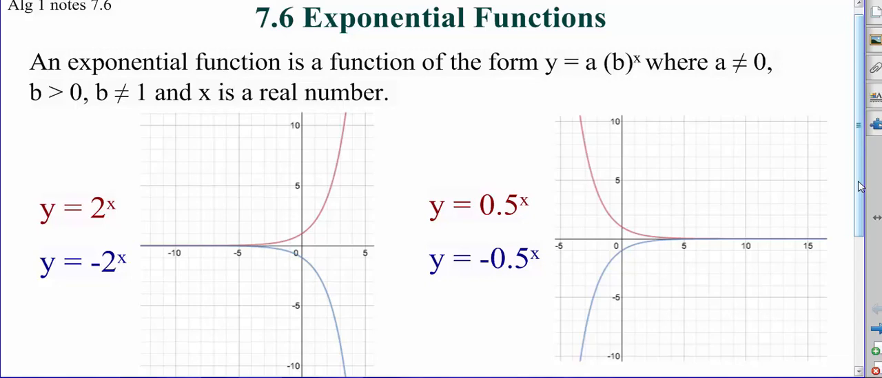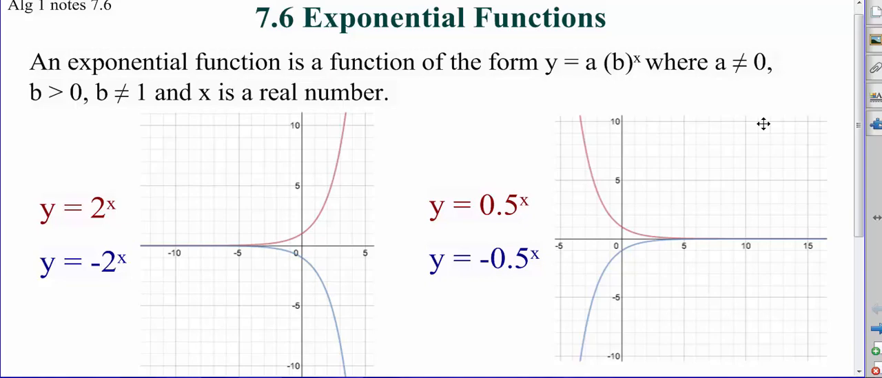So an exponential function is a function in the form y equals a times b to the x power, where a can't be 0, b has to be positive, and also can't equal 1. If the b value were 1, you wouldn't have any change, because 1 to any power is 1. So in any case, and then also x is a real number. Okay, thanks for that. So let's take a look.